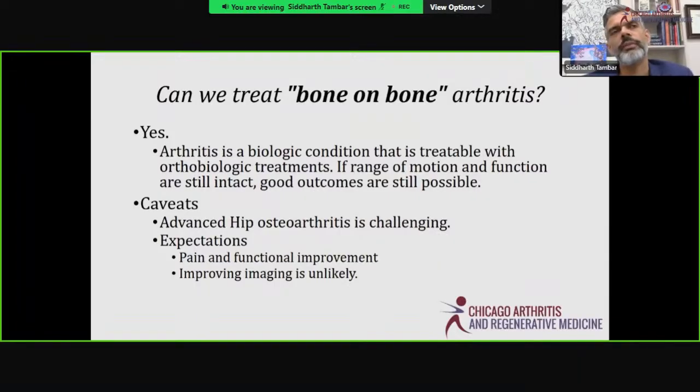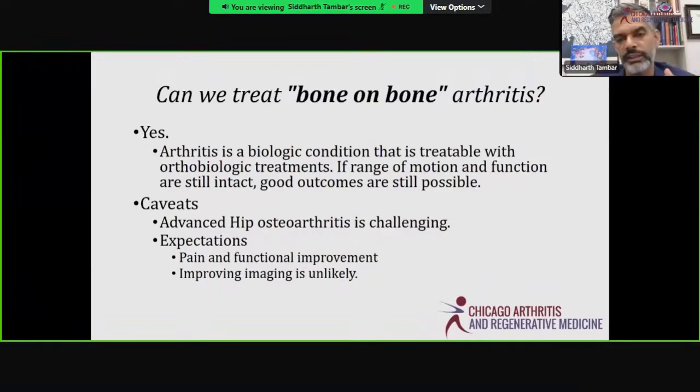There's this term that some doctors like to use called bone-on-bone arthritis. It's a very non-medical term and kind of a bit embarrassing if your doctor is using that term, because it's not a medical term. It's not what credible doctors use. Arthritis, even if you have advanced arthritis, bone-on-bone arthritis, can still be treated with regen med, depending on the area. So yes, that's still treatable.